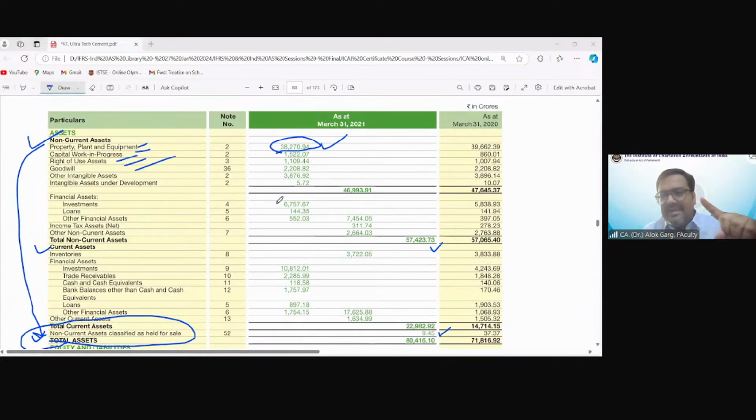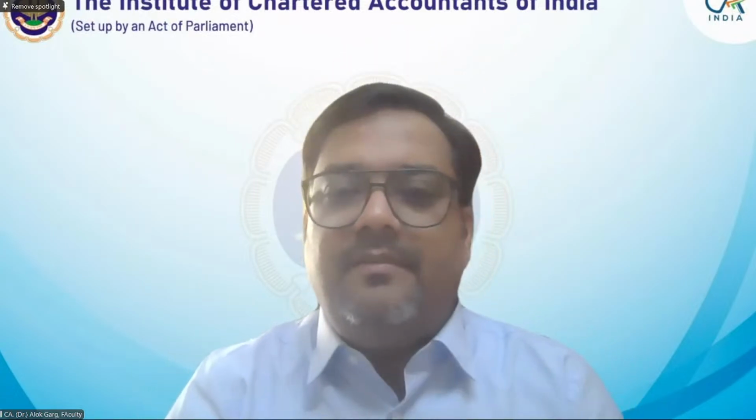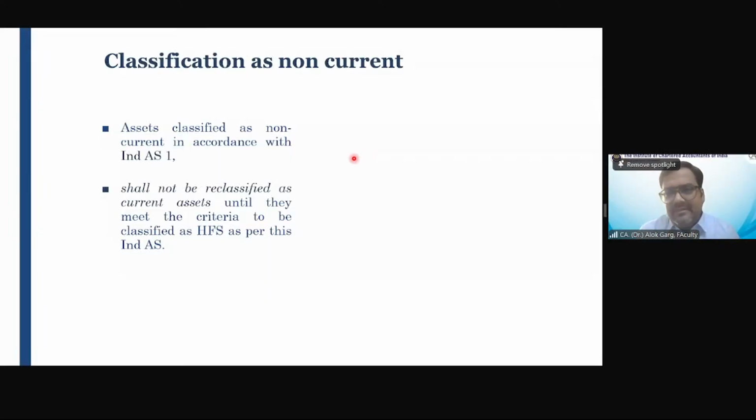So an asset classified as non-current will not be reclassified as current until and unless it meets the held for sale criteria. Sir, कब meet करेगा held for sale criteria? हम अभी डिस्कस करेंगे. ये एक तरह से नॉन करंट का क्लासिफिकेशन ही होगा ना? नॉन करंट एसेट में से कुछ पार्ट हेल्ड फॉर सेल रख दिया. Yes, you are right.